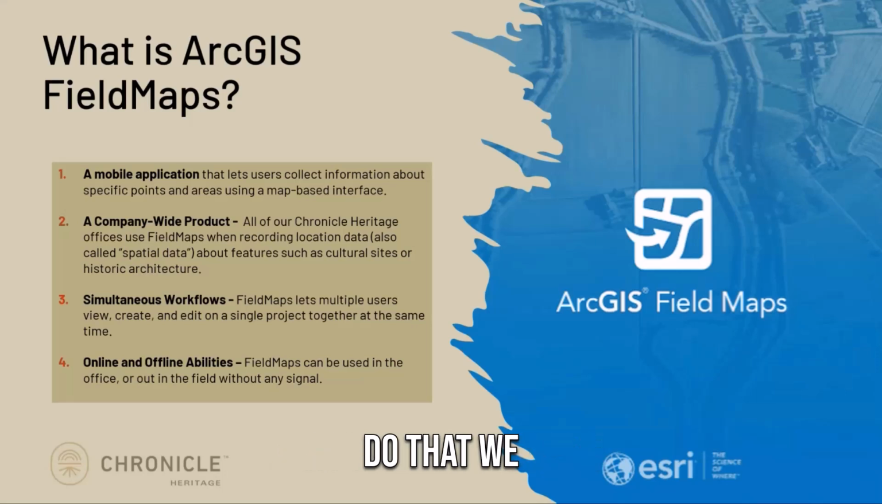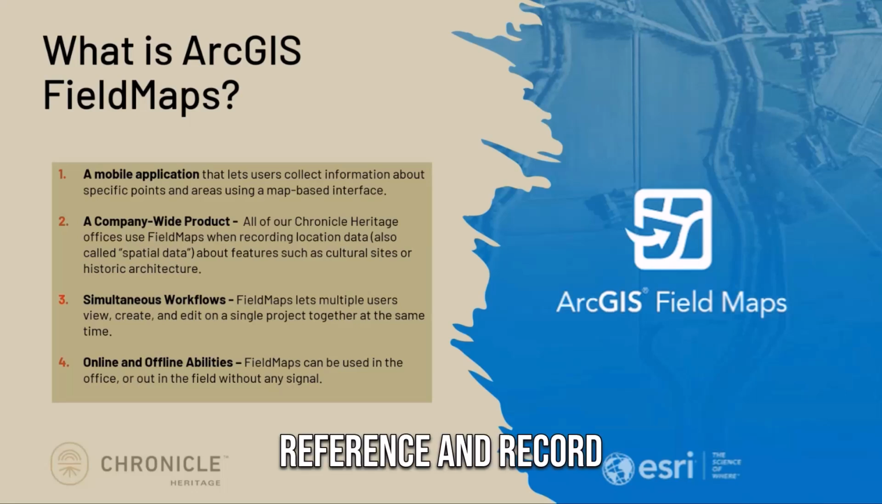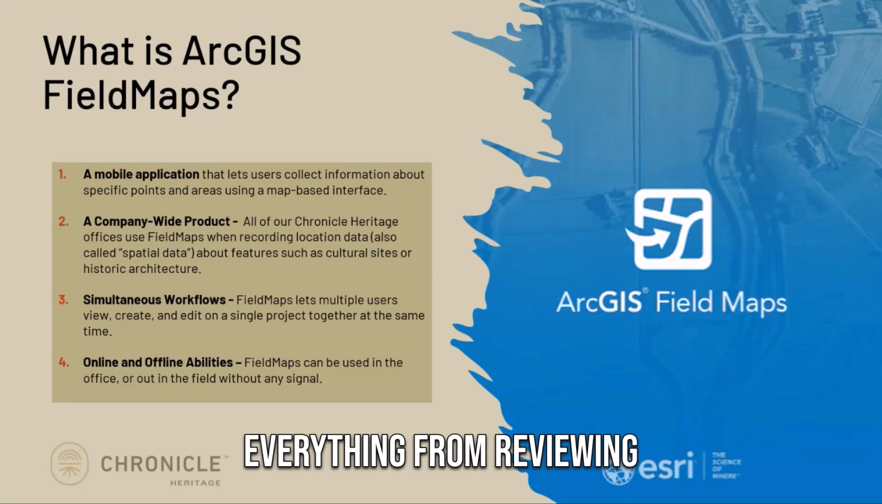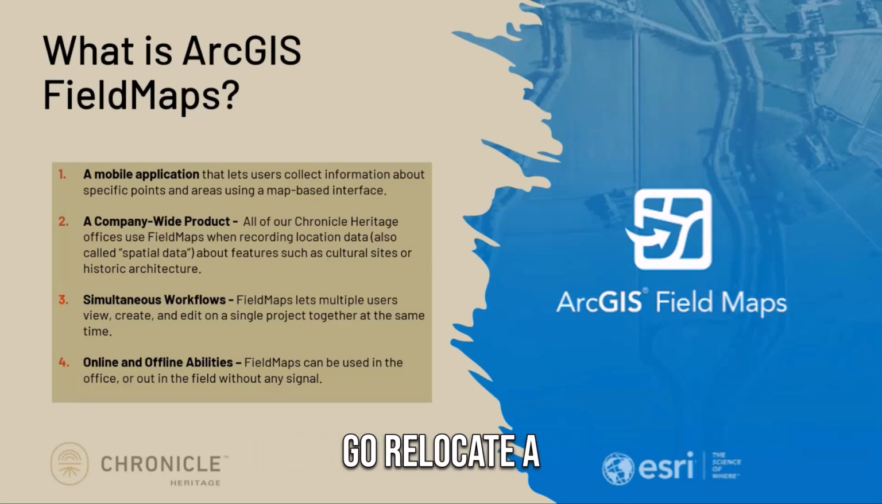And to do that, we need to know where they are. ArcGIS Field Maps is a tool that lets our staff reference and record cultural data in the field. And that can be a lot of things. It can be everything from reviewing SHPO data when you're trying to go relocate a site.